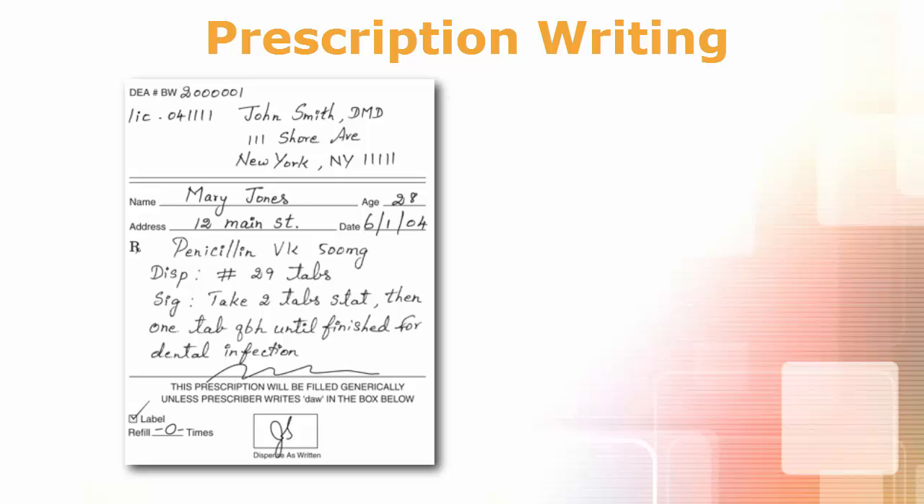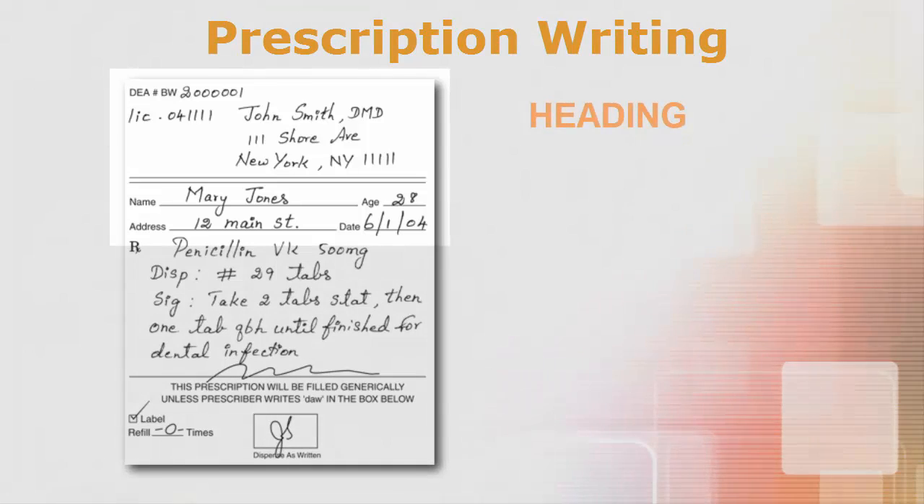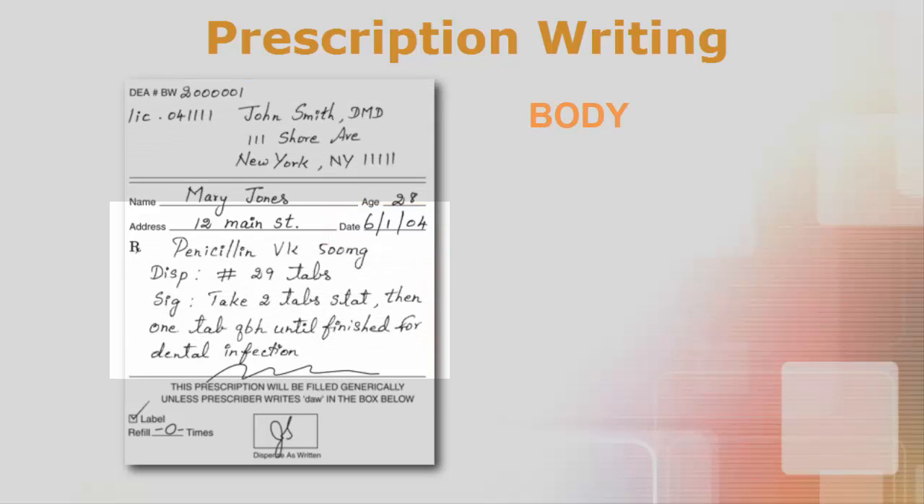Let's now look at the different parts of a script. There are three of them. First, there's the heading. This contains the prescriber and patient information: the prescriber's name, address, and phone number, and the patient's name, address, and age. The patient's age is very important and often overlooked. The date's also included.